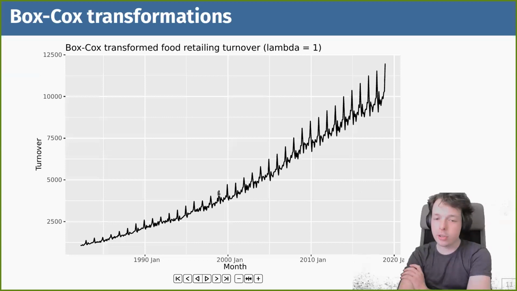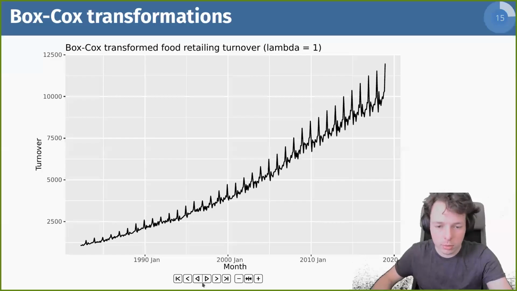So looking at that time series again, here we have the Box-Cox transformed data, but we start with lambda equal to 1. And I might have to switch over here. Let me see if I can get this animation to work. No. Just bear with me while I switch this across.